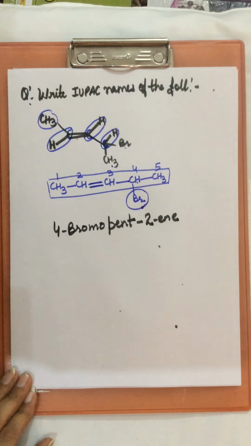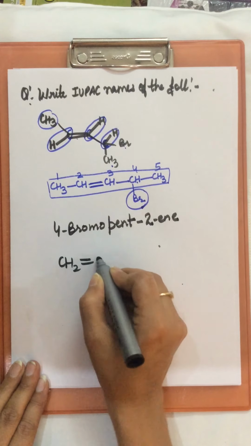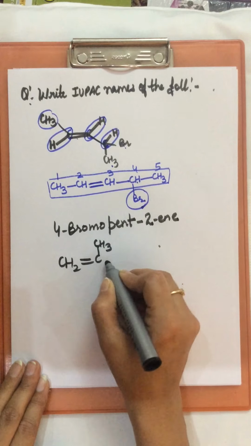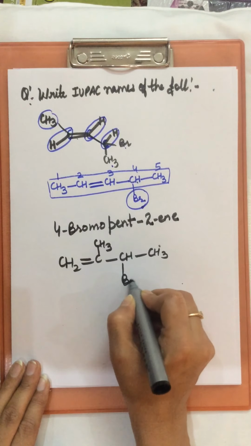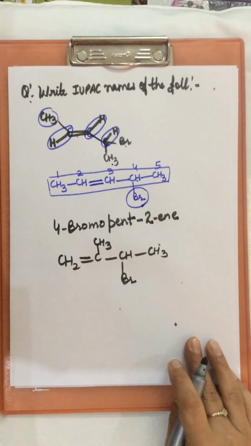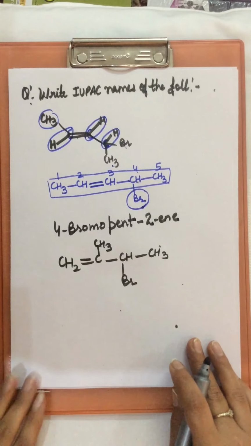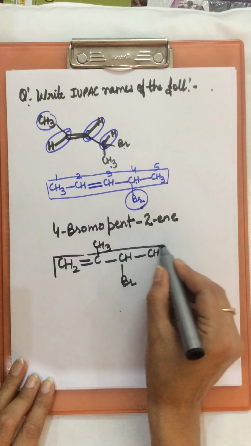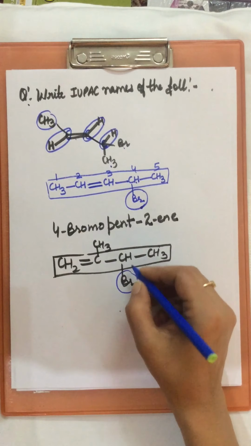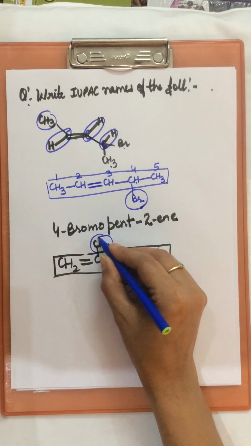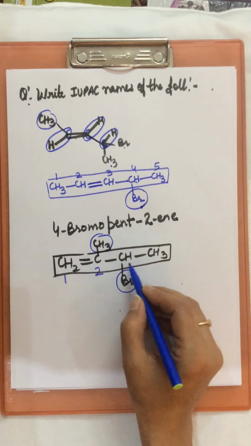Same way we can write this compound, IUPAC name of this compound. Now parent chain is the straight chain. These two groups Br and CH3 are not coming in this chain, so these are the substituents. Numbering from the double bond side.